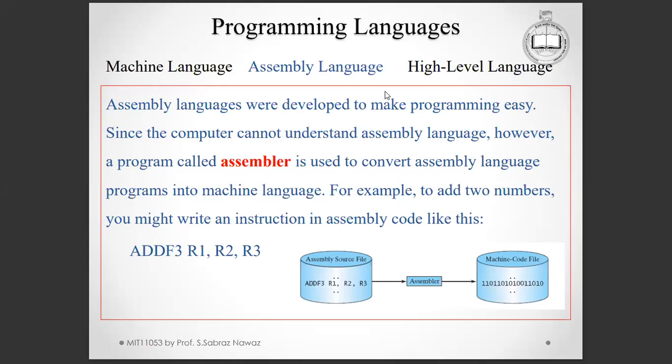Okay, so the next stage, what is that? It is about having the assembly language. So assembly languages were developed to make programming easy. Since the computer cannot understand assembly language, however, a program called an assembler is used to convert assembly language programs into machine language. For example, to add two numbers, you might write an instruction in assembly code like this.